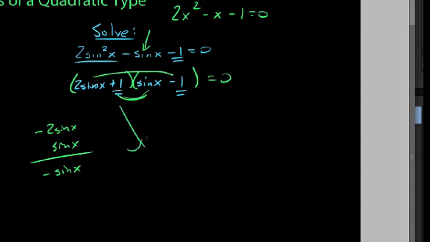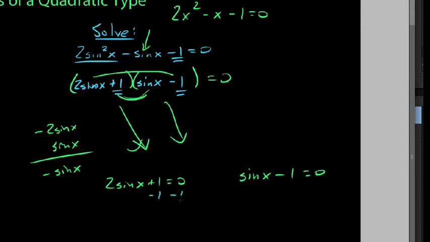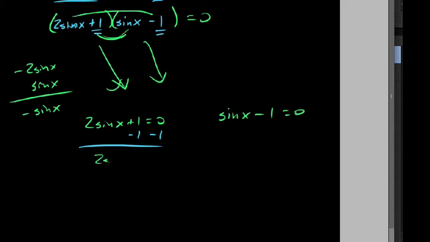So now that we have these two binomials, or the factored form of this trinomial, we can go ahead and set each individual factor equal to 0. So we'd say, okay, well then 2 sine x plus 1 is 0, or sine x minus 1 is 0. So we're going to fly through solving these ones here. We say subtract 1, subtract 1. We end up with 2 sine of x equal to negative 1. And if we divide both sides of this by 2, we say sine of x is negative a half.